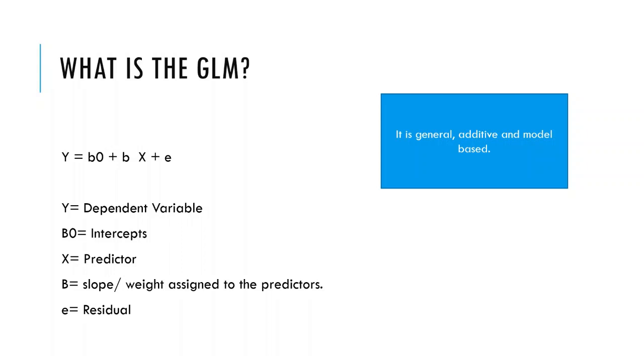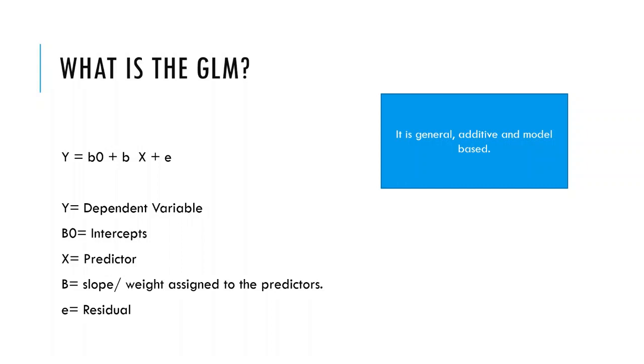So let's begin by getting into what is the general linear model. The general linear model aims to find the relationship between a particular outcome, which is a dependent variable, and the various predictors. Along with that, there are certain constants within the model, and it also accounts for a certain amount of error.